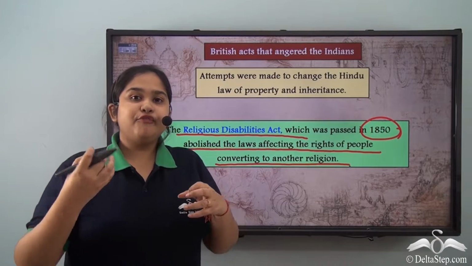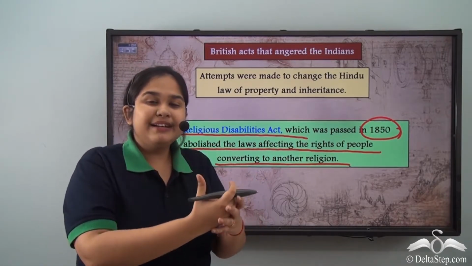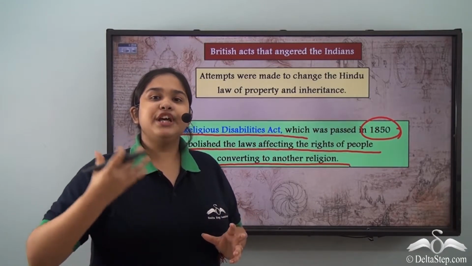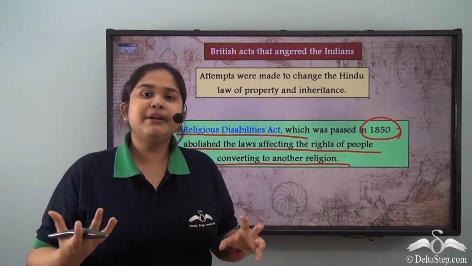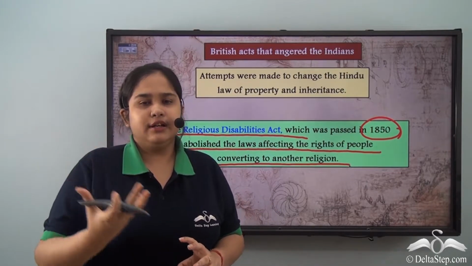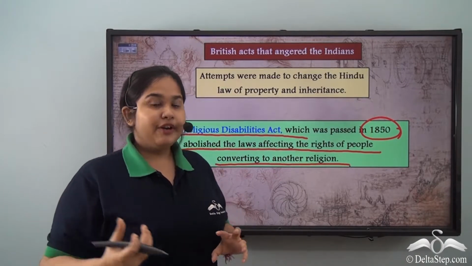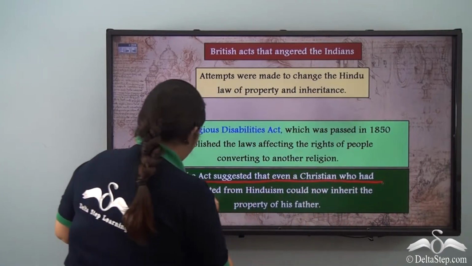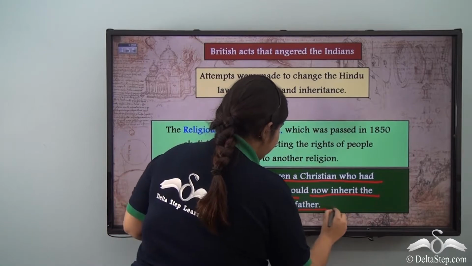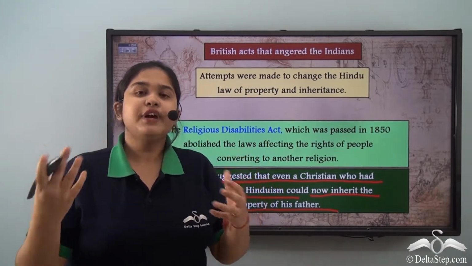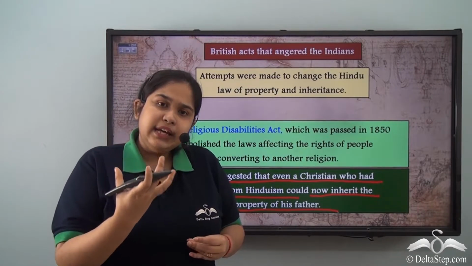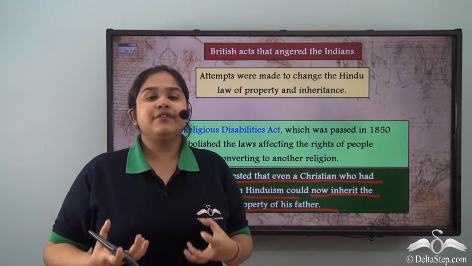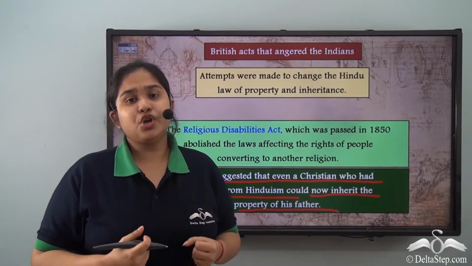So you can understand that from an outsider's point of view, it looked like British colonizers were primarily doing this entire thing to grasp the attention of people to change into Christianity. Therefore, they would ultimately have an incentive of inheriting the property that they were supposed to, right? So they won't be fearful of conversion. So the act suggested that even a Christian who had converted from Hinduism could now inherit the property of his father. So there were no restrictions in case of inheritance of the property. So the Indians automatically felt endangered, these native religions automatically felt endangered, and that is why they were so riled up against the British colonizers.